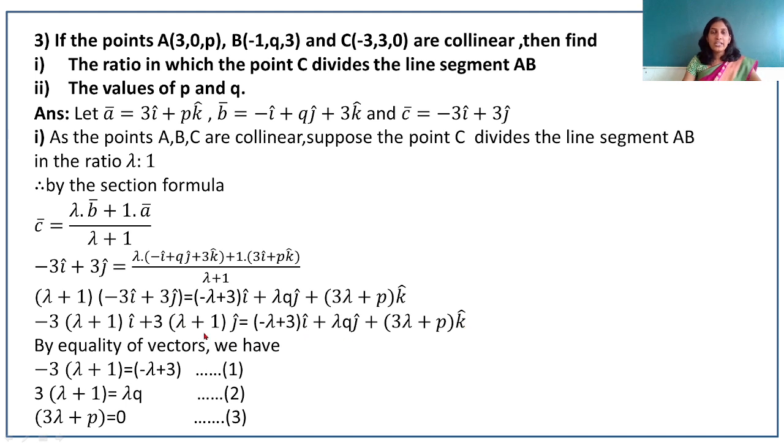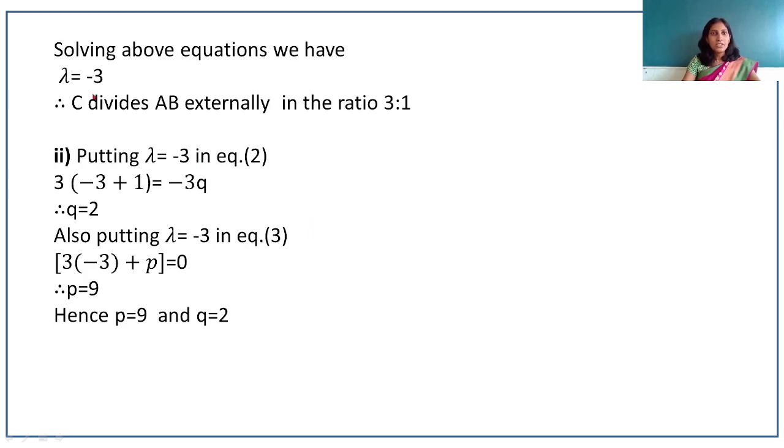Now these two vectors are equal vectors. Then by equality of vectors, corresponding coefficients are equal. So minus 3 (lambda plus 1) is equal to minus lambda plus 3. 3 into (lambda plus 1) is equal to lambda q. And here k cap term is absent, so 3 lambda plus p is equal to 0. This is equation 1, equation 2 and equation 3. We solve equation 1 for lambda. Solving this equation, we will get lambda is equal to minus 3.